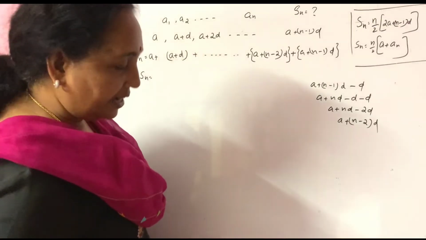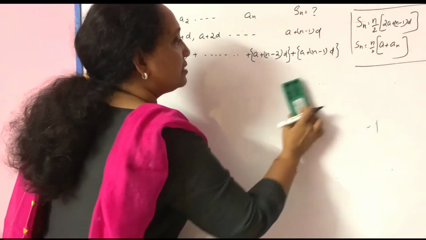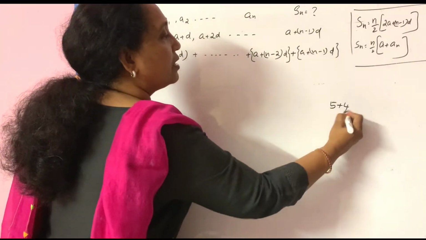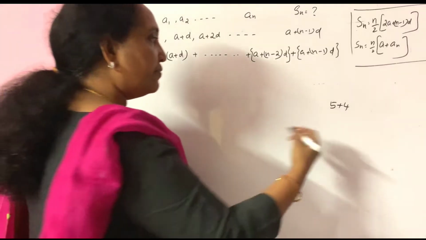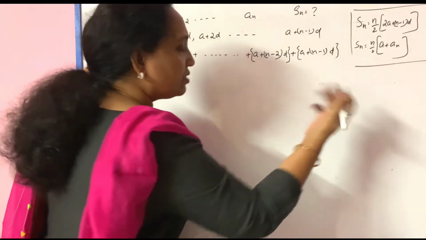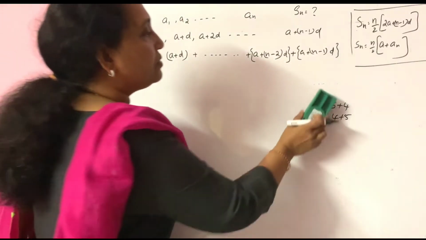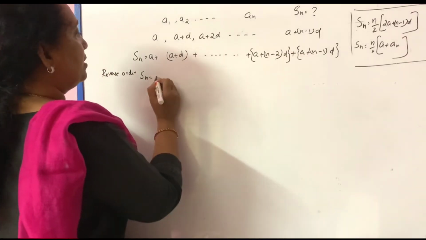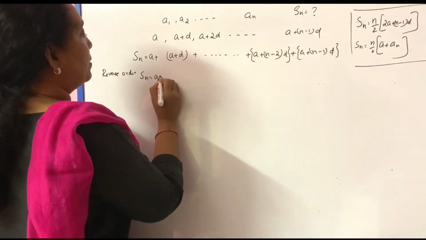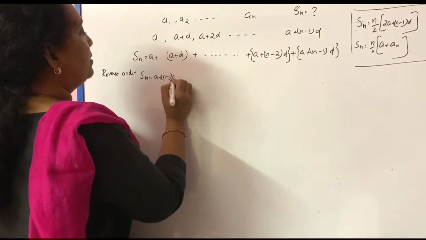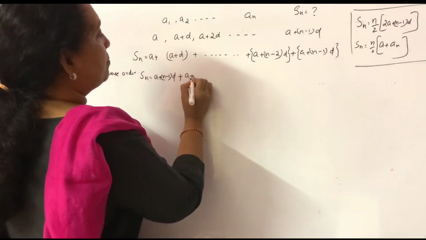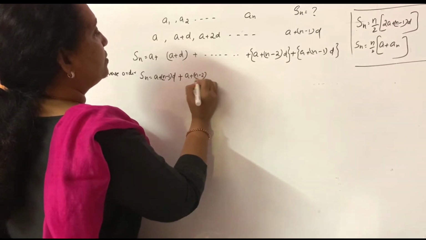Taking it in reverse order, it will still be Sn, because we get the same value. For example, you take 5 plus 4. 5 plus 4 is 9. If we take it in the reverse order, you will also get the same thing. So take the reverse order. Then Sn is equal to, let this term come first, a plus n minus 1 into d, second term a plus n minus 2 into d.